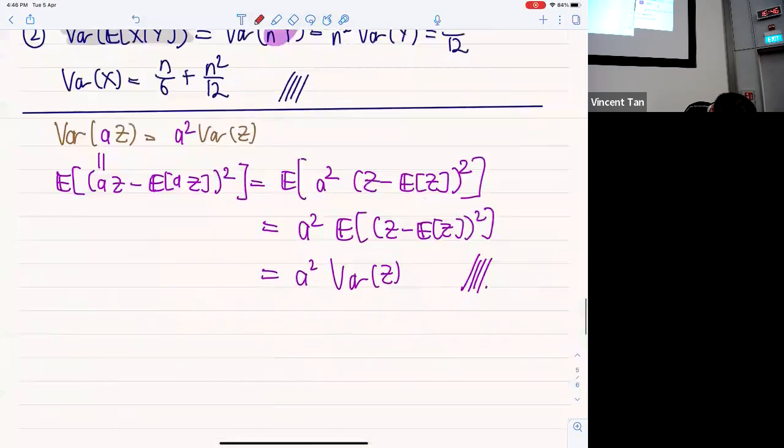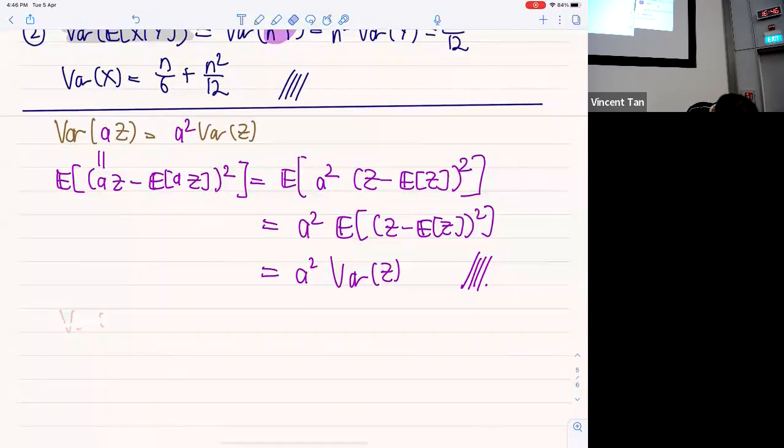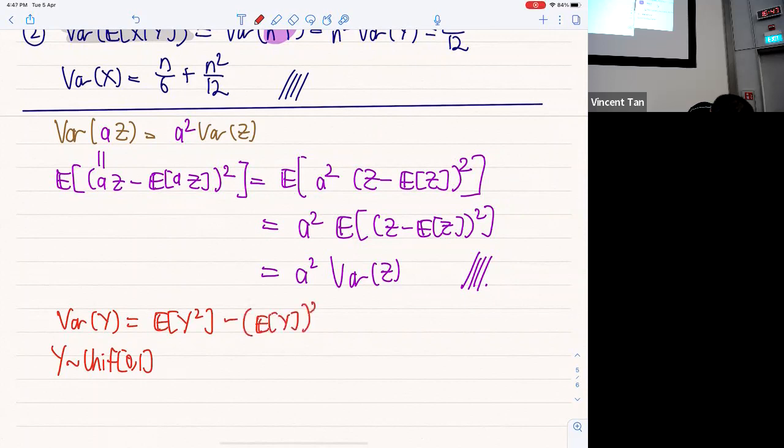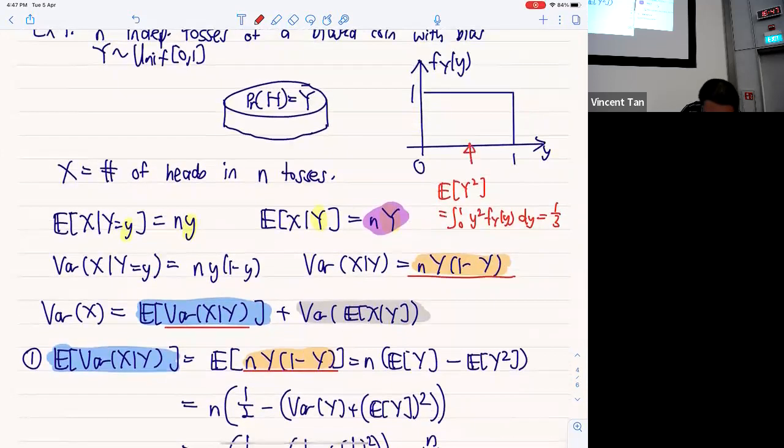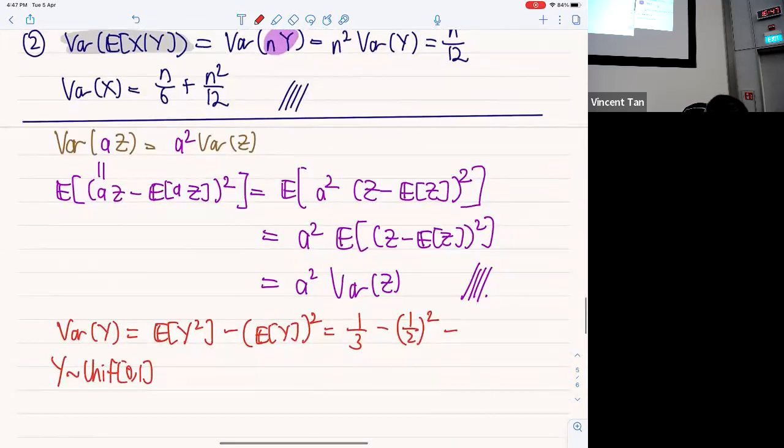Variance of y for the uniform random variable: y is uniform on 0, 1. You take the second moment minus the first moment, quantity squared. The second moment by integration is 1/3. The first moment is halfway. You can just eyeball it: you look at it, place the wedge here, and it's all balanced. Halfway. Then this becomes 1/12. More generally, it's (b minus a) squared over 12.